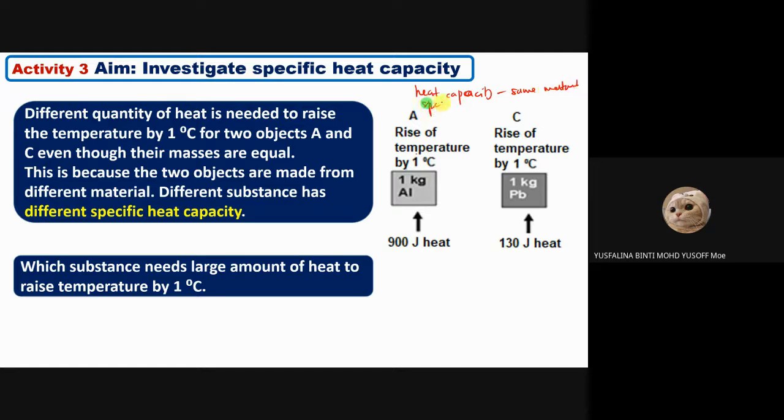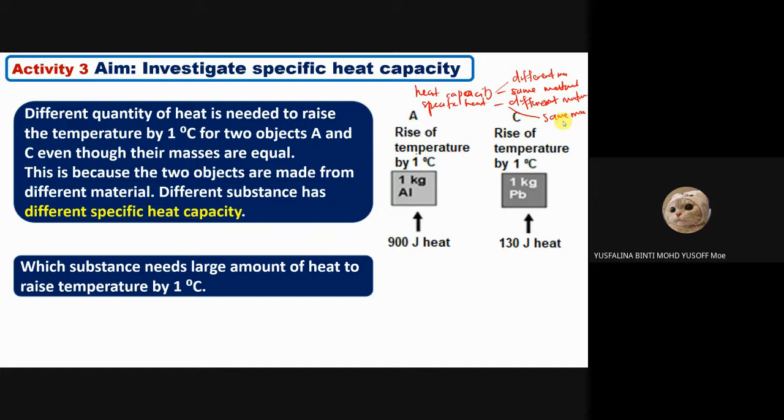Okay, for the specific heat capacity, different material. And for the heat capacity, same material, and also it can be in different mass. Okay, for the specific heat capacity, different material, same mass. So it's opposite. So what does it mean by which substance needs a large amount of heat to raise temperature by 1 degree Celsius?